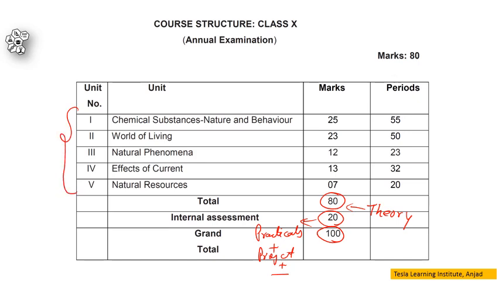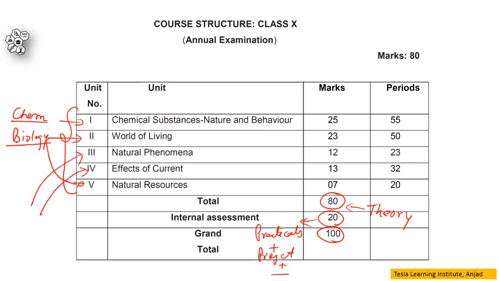You can see the first unit here is Chemical Substances, Nature and Behavior. That is your chemistry. So chemistry constitutes 25 marks of your syllabus. The second unit and your fifth unit is basically your biology, in which you will study about human beings, animals, basic biology, natural phenomena, and effects of current.